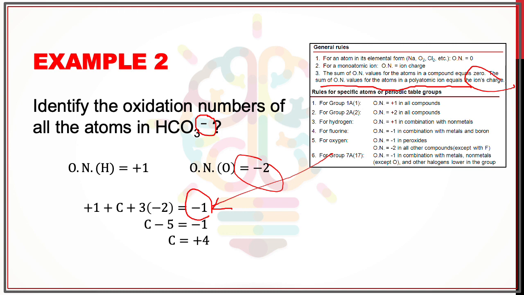Now we have calculated the oxidation number for each element inside the HCO3 minus. The oxidation number for hydrogen is positive 1, the oxidation number for oxygen is equal to negative 2, and the oxidation number for carbon is equal to positive 4. This is how we calculate the oxidation number.